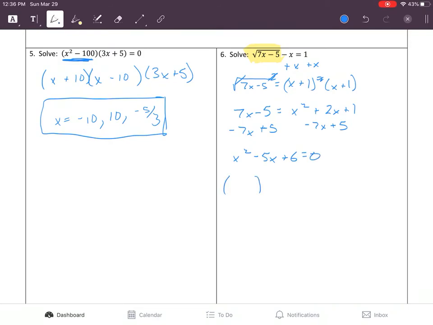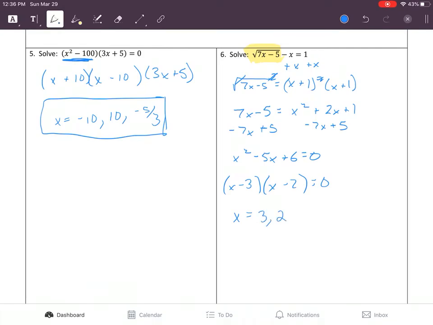If we factor this, we'll get x and x. You will have two numbers that multiply to give you positive 6 and add up to give you negative 5. That's going to be negative 3 and negative 2. So you're going to solve both of these. For x, you're going to get 3 and 2.